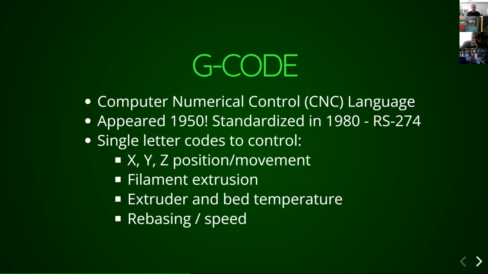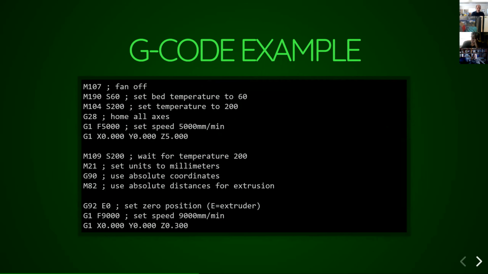G-code has been used also going back to those early efforts in the 1950s, but it wasn't standardized until the 80s. This is a single letter code that lets you describe a path for the movement of the various motors that are used for extrusion and movement of the head, as well as a bunch of parameters like the speed and things like turning on and off the temperature controls and sort of using them like a thermostat. This is what it looks like.